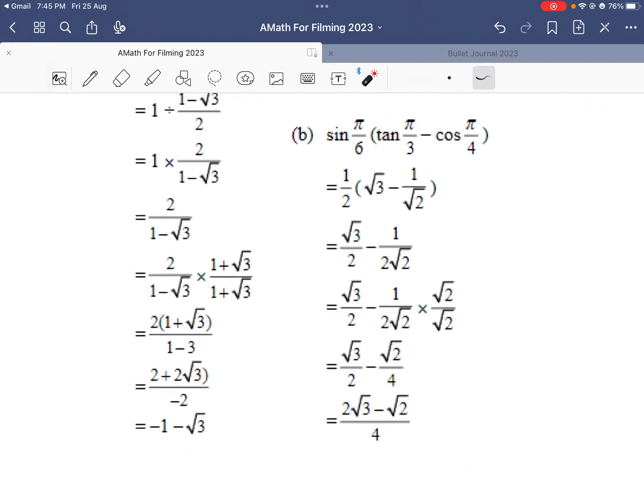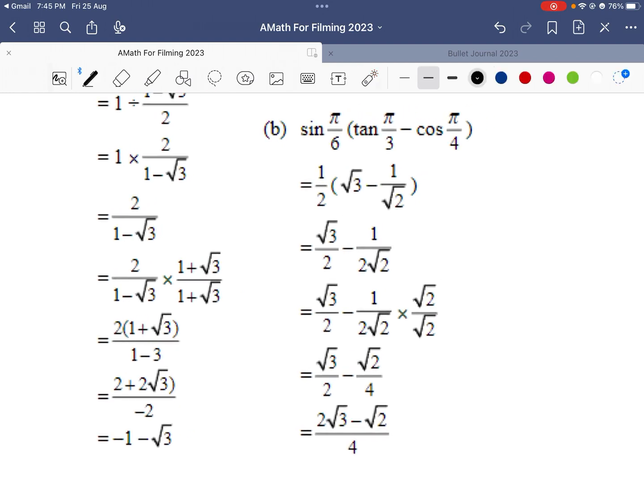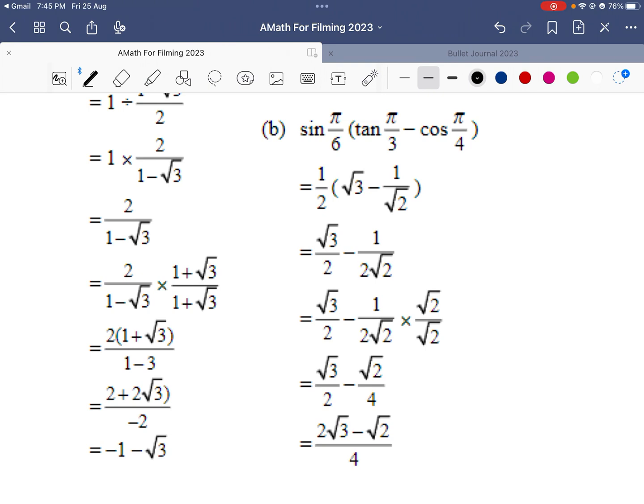Now, the next thing here is this. Again, if you have not figured this out yet, or you can't see it, you can use your pencil to write. Pi over 6 is 30 degrees. Pi over 3 is 60 degrees. Pi over 4 is 45 degrees. Hence, what you need to know is sine of 30 degrees will yield half. Tangent of 60 degrees is equal to square root of 3. And cosine of 45 degrees is 1 over root 2.